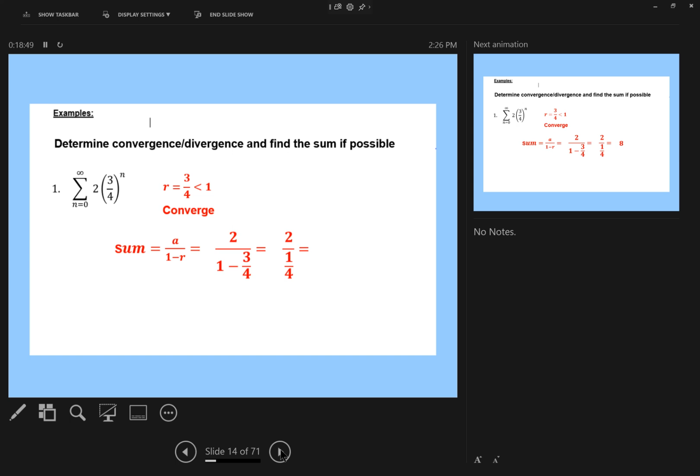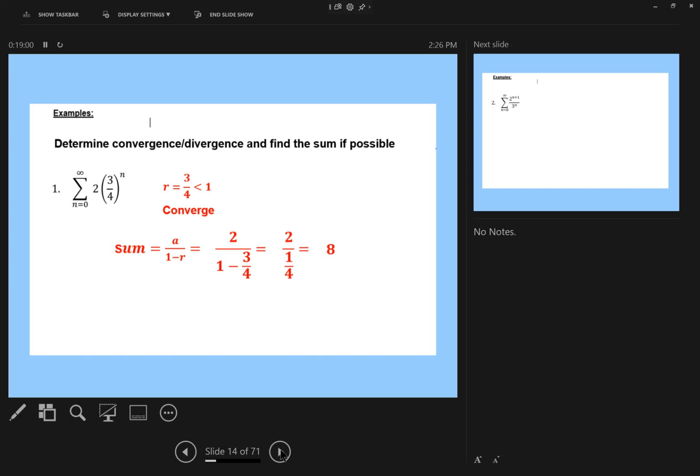Dividing by 1/4 is the same as multiplying by 4, right? Or you can do that outer over inner, you guys that are my algebra people. I drew it. Okay? 4, 8. So the sum is 8. Great. Geometric is the most straightforward finding the sum.